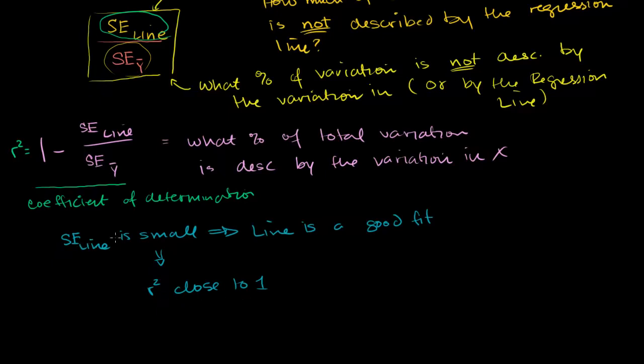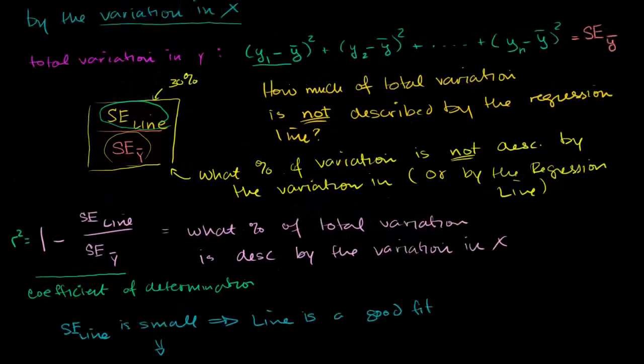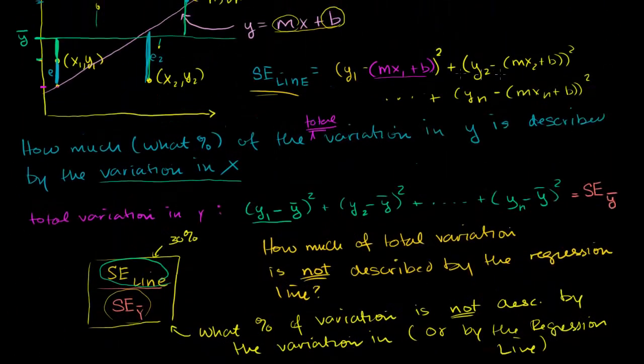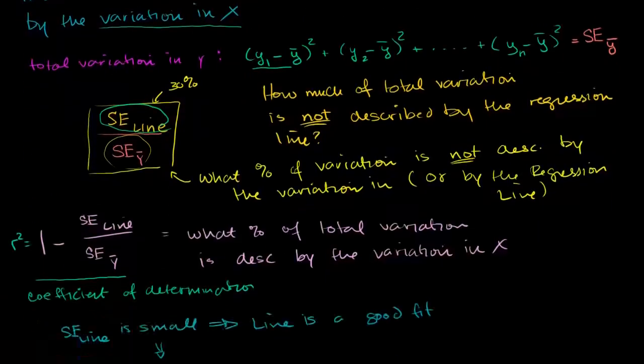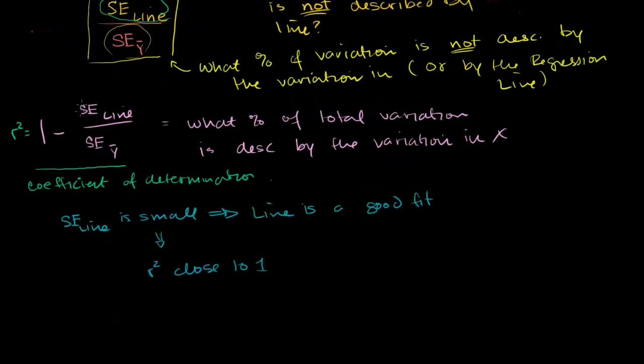You take the opposite case. If the squared error of the line is huge, then that means there's a lot of error between the data points and the line. And so if this number is huge, then this fraction over here is going to be a percentage close to 1. And 1 minus that is going to be close to 0. So if the squared error of the line is large, this whole fraction is going to be close to 1.